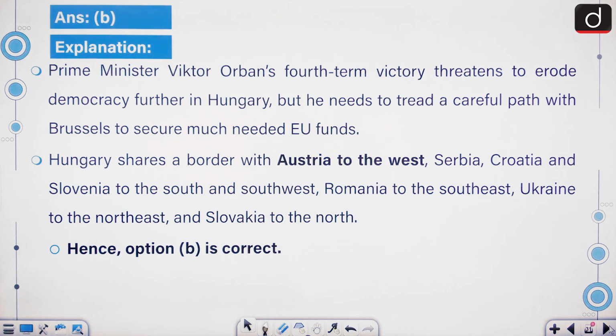Prime Minister Viktor Orban's fourth term victory threatens to erode democracy further in Hungary, but he needs to tread a careful path with Brussels to secure much needed funds from the European Union. Hungary shares a border with Austria to the west, Serbia, Croatia and Slovenia to the south and southwest, Romania to the southeast, Ukraine to the northeast and Slovakia to the north.